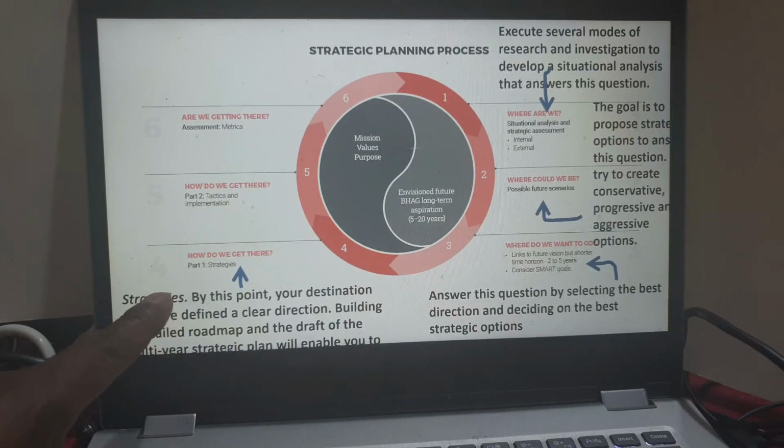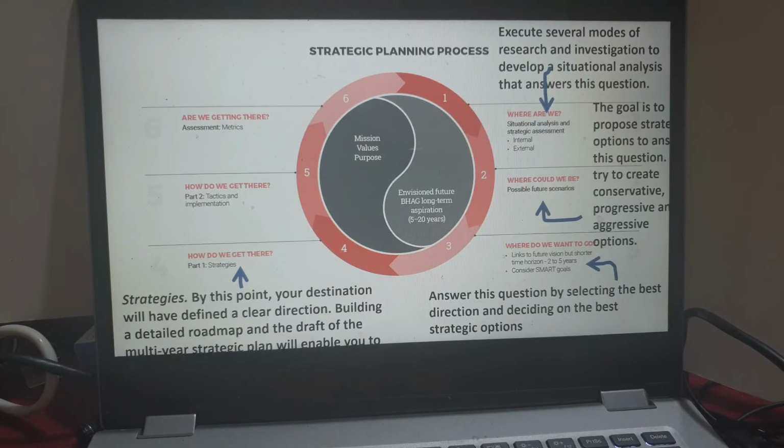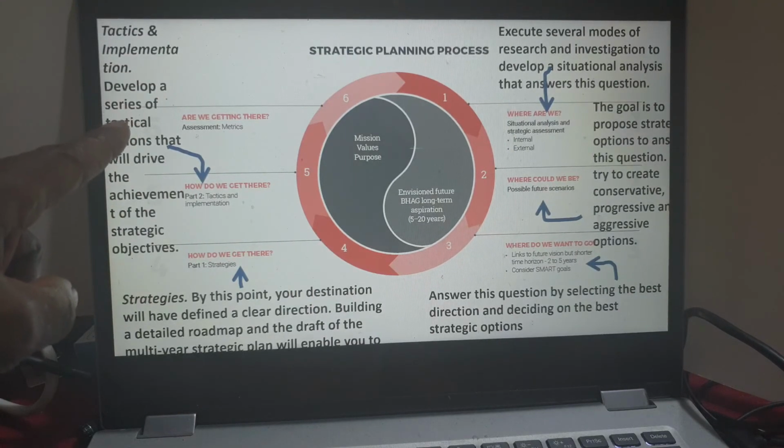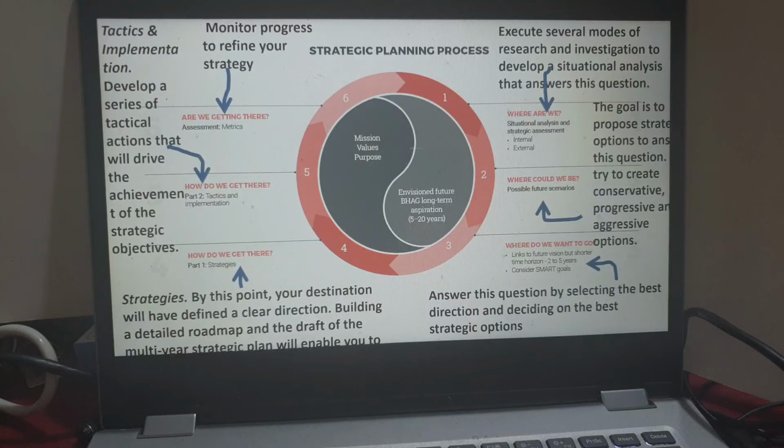And then part 1 of how do we get there? Those are the strategies. By this point, your destination will have defined a clear direction. Building a detailed roadmap under the draft of the multi-year strategic plan will now enable you to get this answer. And then part 2, how do we get there? These are the tactics and implementation, developing a series of tactical actions that will drive the achievement of the strategic objectives. And finally, are we getting there? This is simply monitoring and refining your strategy.